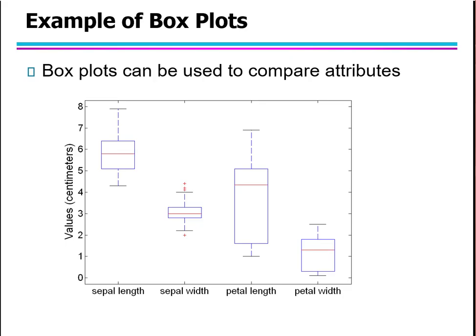Example of box plots. This slide shows how box plots can be used to compare attributes. Here we see box plots for different attributes of the iris dataset, allowing us to compare their distributions at a glance. We can quickly see which attributes have greater variability, whether they are symmetrically distributed, and if there are any potential outliers.